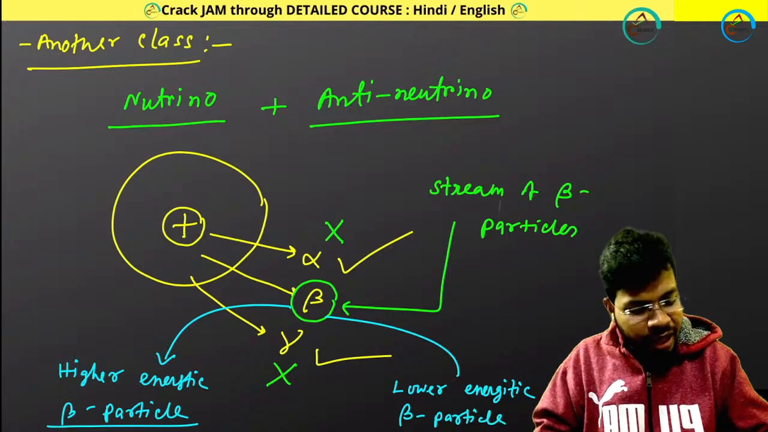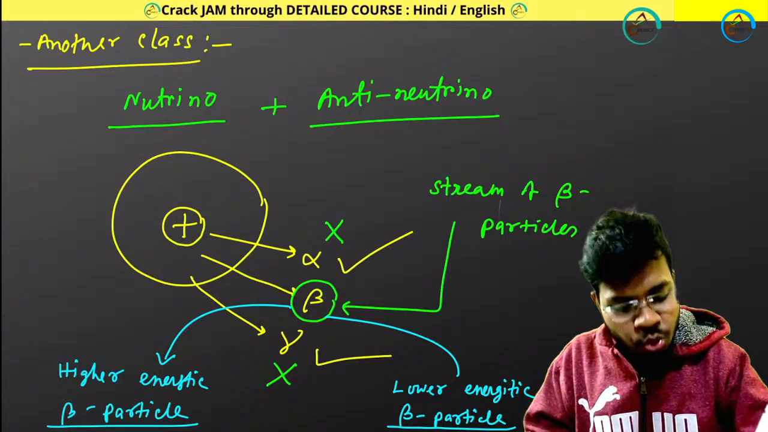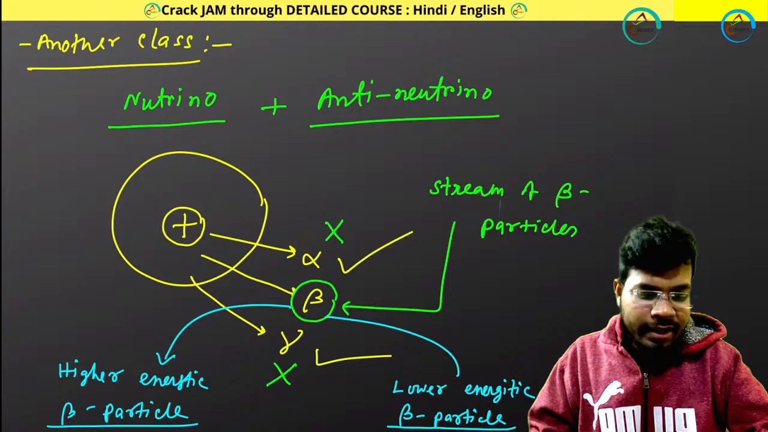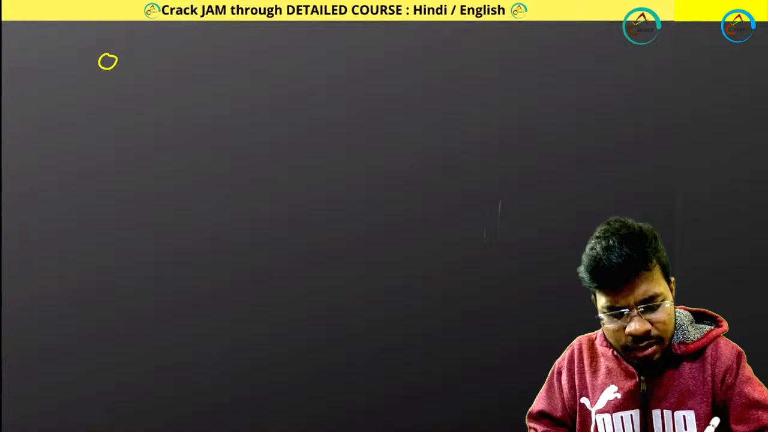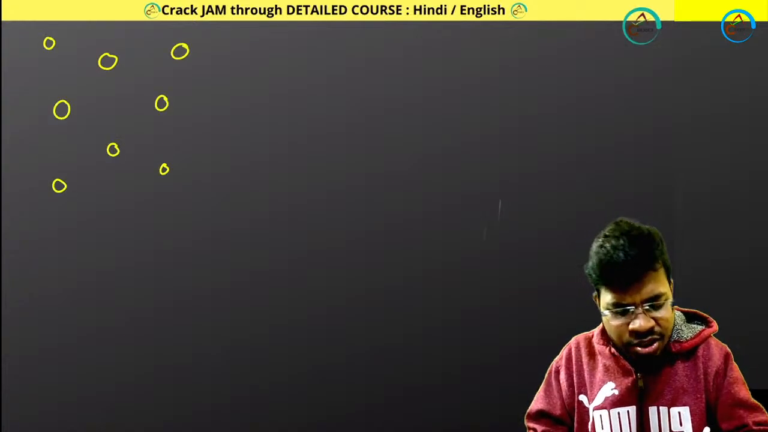Perfect. Higher energetic beta particle and lower energetic beta particle. These two kinds of beta particle you will be having. Got my point? Now what happens? Suppose these are your beta particles, and all these are your higher energetic beta particles.